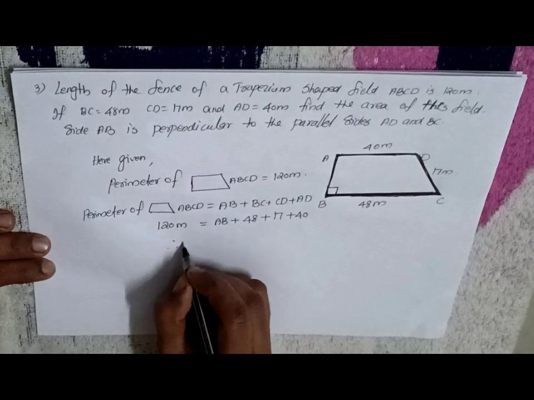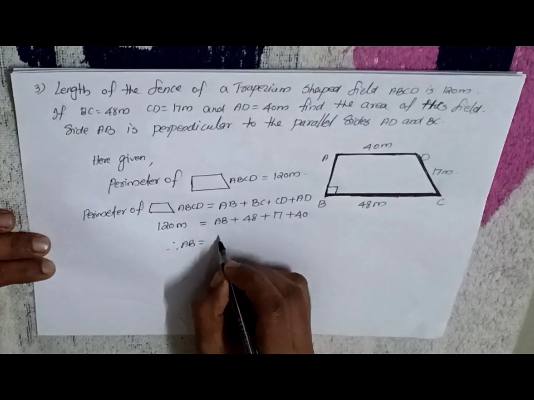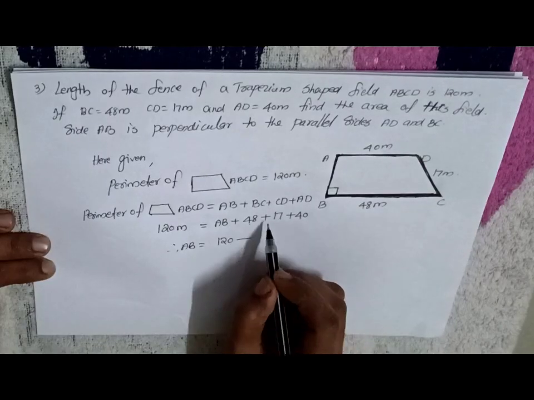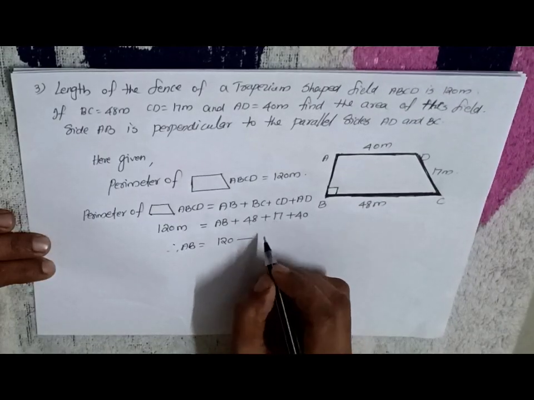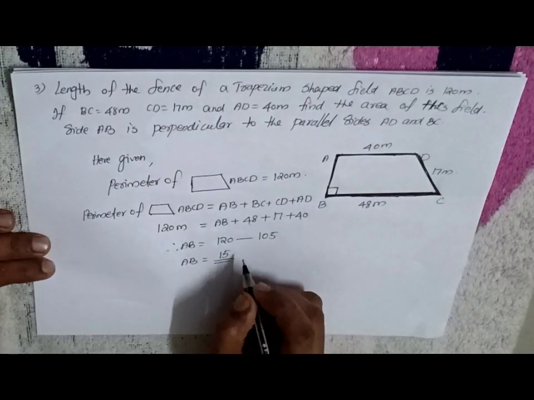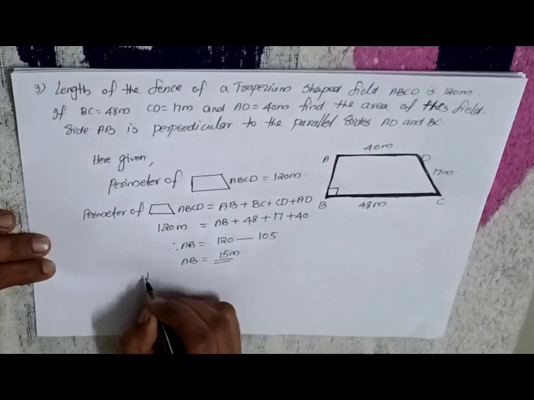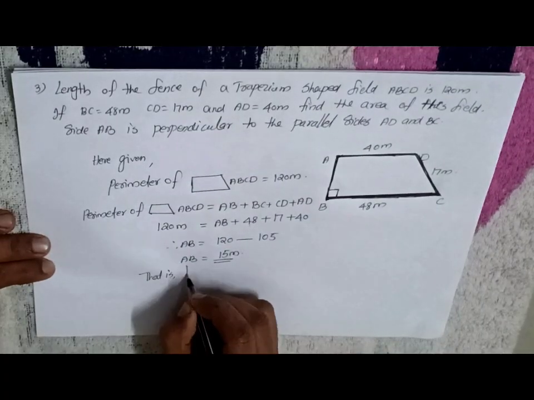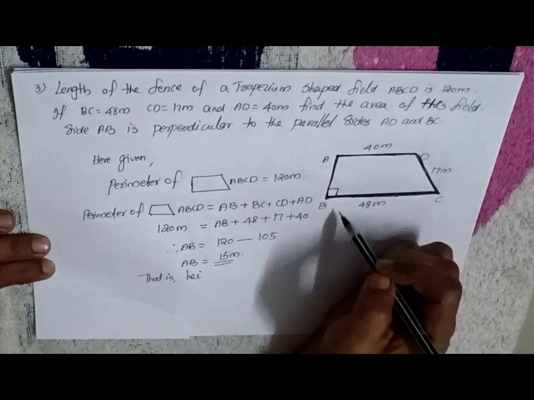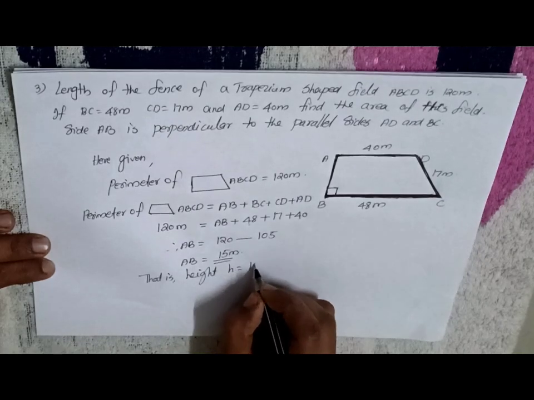Therefore, AB equal to 120 minus 48 plus 40, 88, 88 plus 17, 105. Therefore, 120 minus 105, here AB is equal to 15 meter. That is, height is, here AB is what? It is the perpendicular distance between the parallel sides. That means it is the height. Therefore, height H is equal to 15 meter.